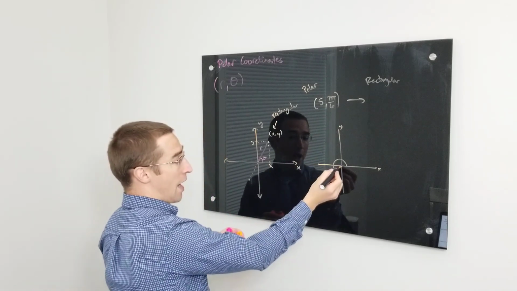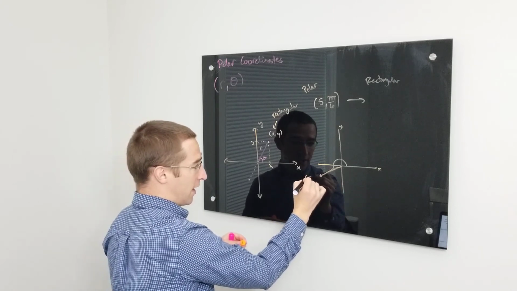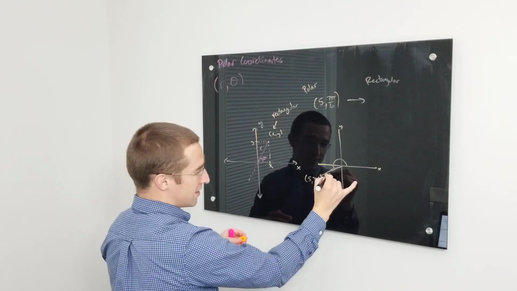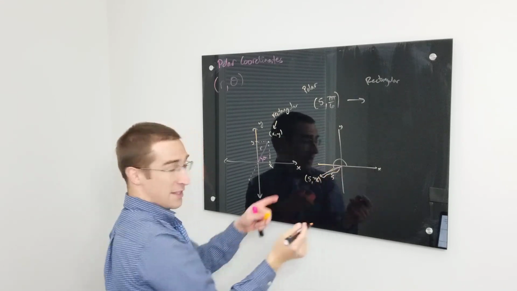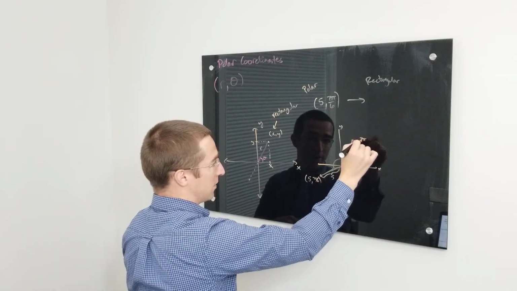And then we're going to go out a distance of 5. So this is the point 5 comma 7 pi over 6, where this distance right here is 5, and this angle, theta, equals 7 pi over 6.